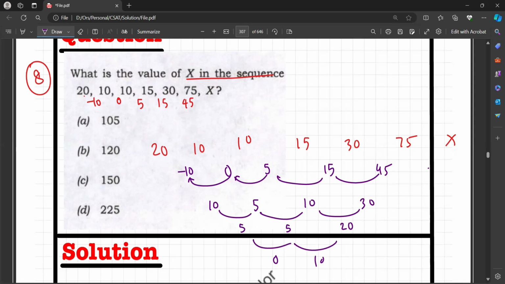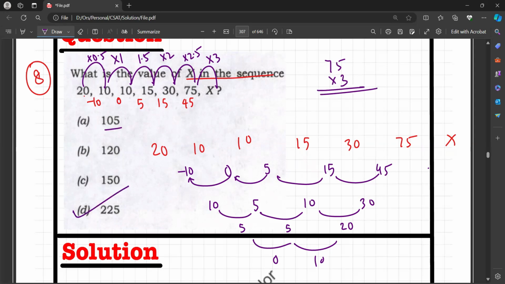The logic here is not working. Next try is multiplication. 20 to 10 is how much? Into 0.5. 10 into 10 is into 1. 10 into 15 is into 1.5. 15 into 30 is into 2. 30 into 75 is into 2.5. Obviously, it will be into 3. Now 75 into 3. I hope you know the answer. Answer will end in 5. Obviously, it is not 105, it is 225. Got it? Proceed to the next problem.